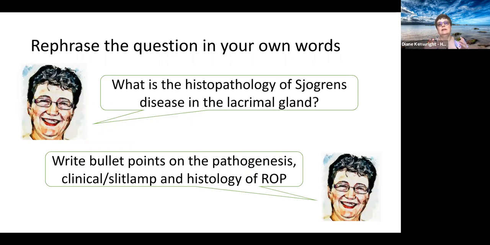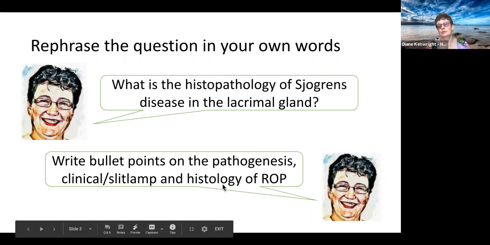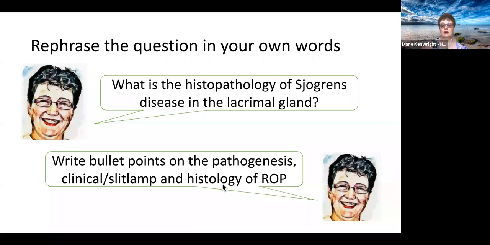What you saw me doing there was rephrasing and reframing the question in my own words. I'm interpreting the question, quite deliberately, looking at the task and the topic. So what I actually thought to myself was, all right, they want to know what is the histopathology of Sjogren's disease in the lacrimal gland. And they want me to write bullet points on the pathogenesis, the clinical slit lamp appearances and histopathology of retinopathy of prematurity. So that's going on in my head. It's important that you're doing that and understanding it correctly rather than just heading in there.